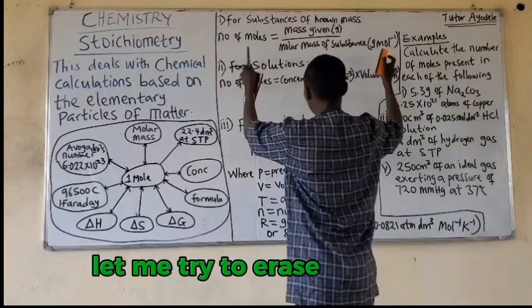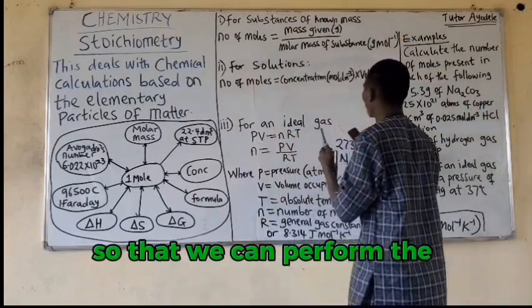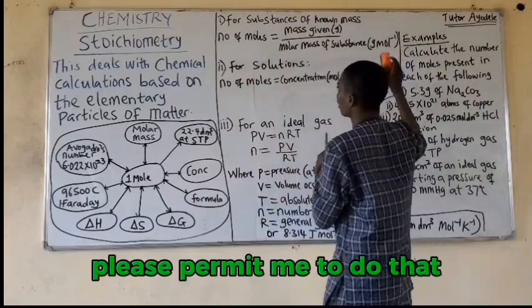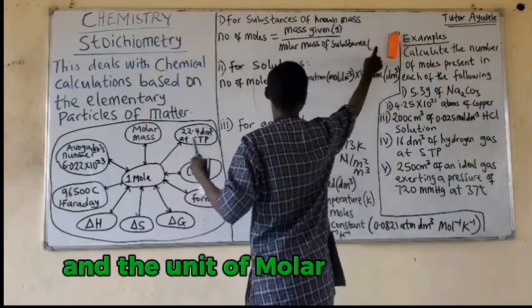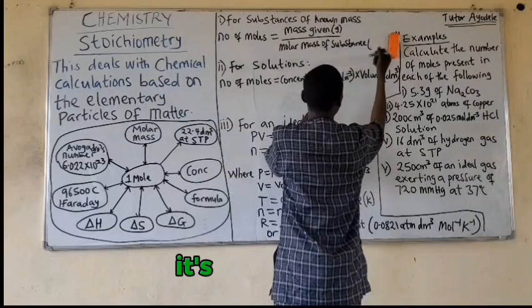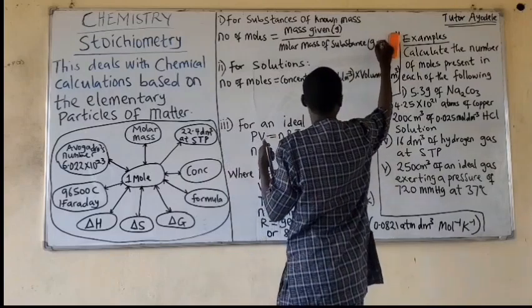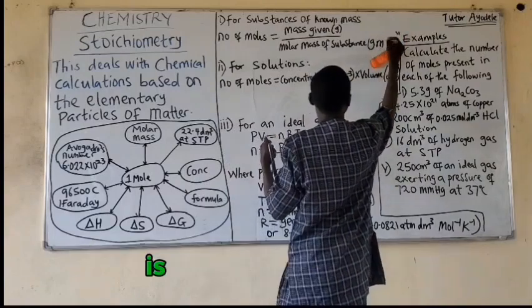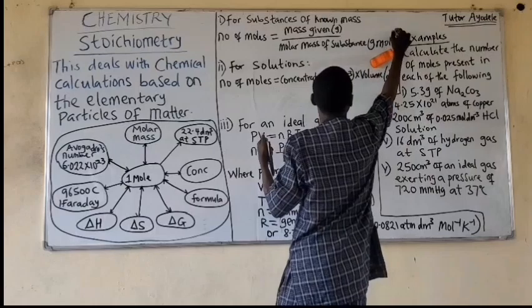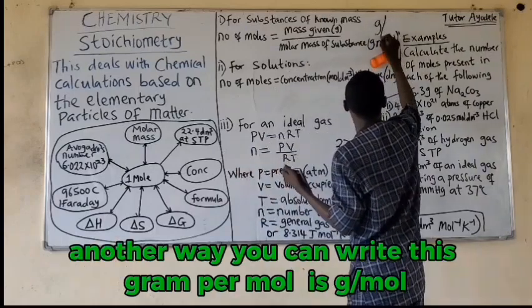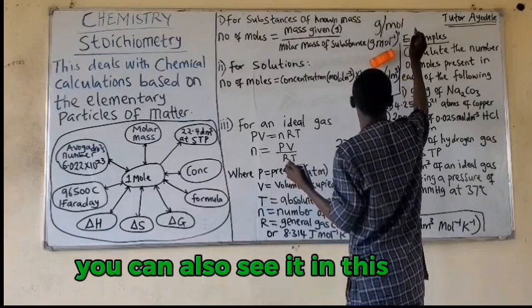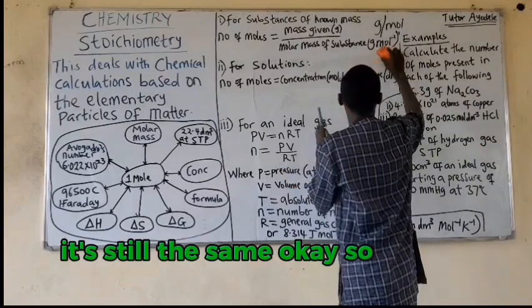Let me try to erase this place so that we can perform the calculations there. Please permit me to do that. And the unit of molar mass is gram per mole. I don't know whether you have written it. Yes, that is the unit of molar mass. Another way you can write gram per mole is gram per mole. You can also see it in this form. It's still the same. So permit me to erase it.